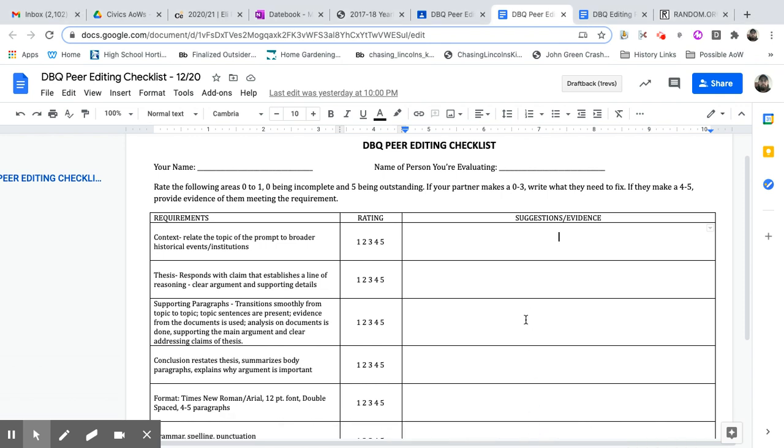All right, everyone. So today, and moving forward for the next couple of days, we're going to be peer editing each other's papers. I'm just going to show you what I'm expecting from this and the procedure you should take to do all of this.